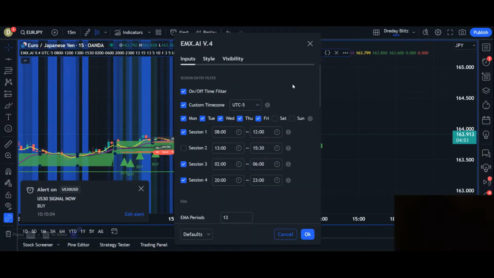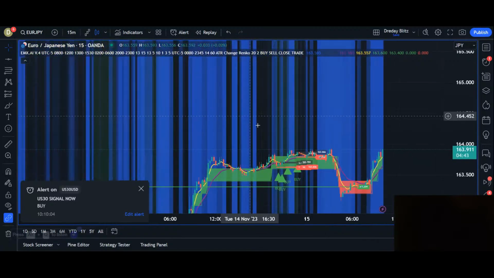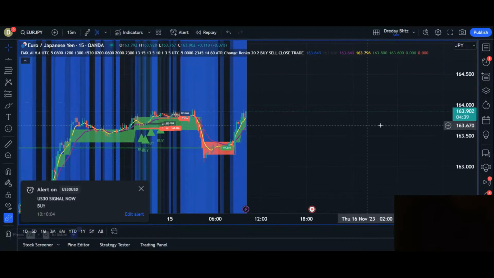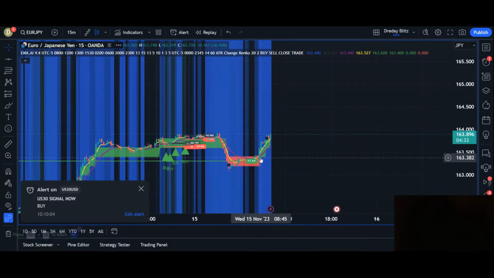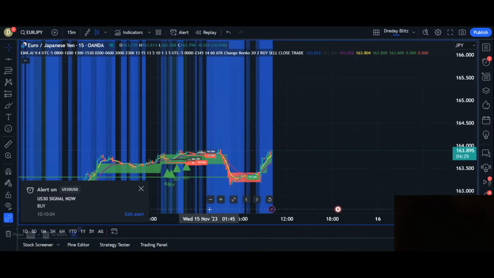So we have US 30 buy. Let's look at it. I'm just going to remove this. Boom. So Euro JPY is right now in an uptrend. So depending exactly on your own trading plan, you should be only looking for longs here. Okay.